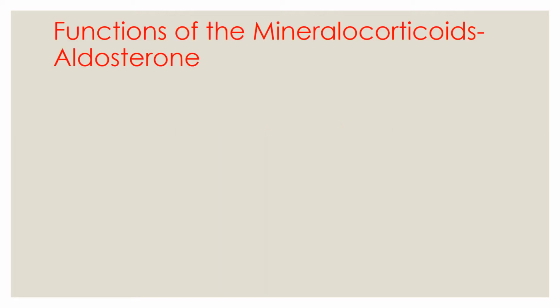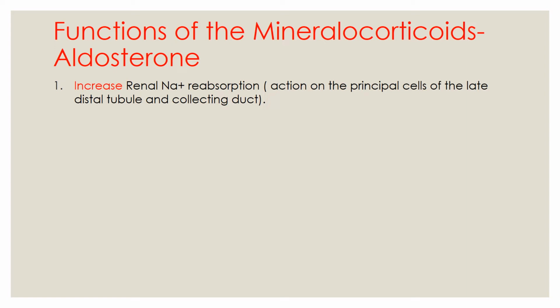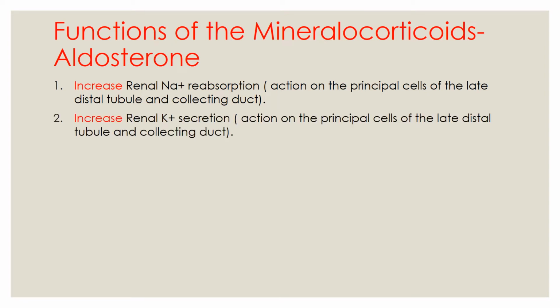What are the functions of aldosterone? It increases renal sodium reabsorption. It has receptors on the principal cells of the late distal tubule and collecting duct. So once it binds to the receptors, it will increase the renal sodium reabsorption. It also increases renal potassium secretion, so more loss of potassium in the urine, again by the action on principal cells of the late distal tubule and collecting duct.